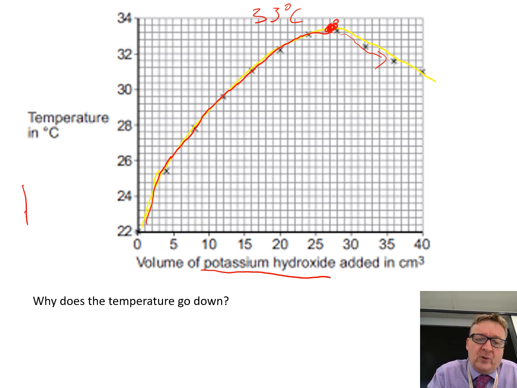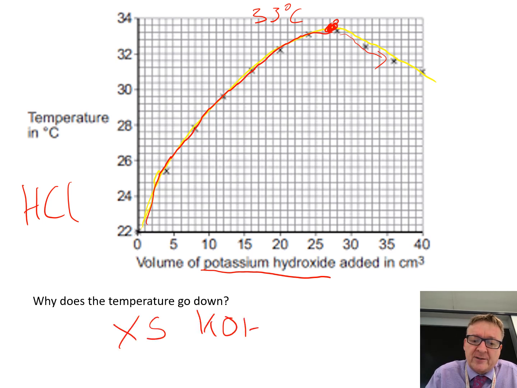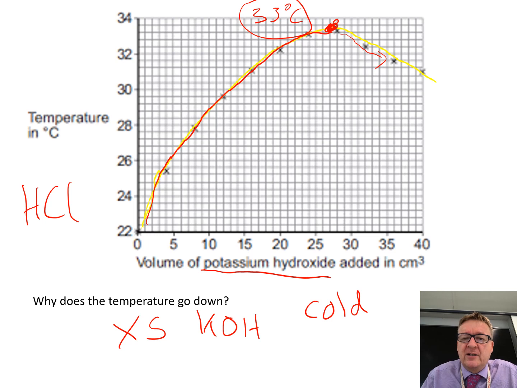At that point, all of the hydrochloric acid has been used up. So there is no more reaction going on. Now what you've got is an excess of the sodium hydroxide, and there's no more reaction going on, so it's still at 33 degrees C. You're then adding in cold sodium hydroxide. So there's no more energy being given out, but you're adding cold sodium hydroxide, which is going to make the temperature go down, which is the reason why the temperature goes down here. And it will keep on going down until it gets to room temperature.